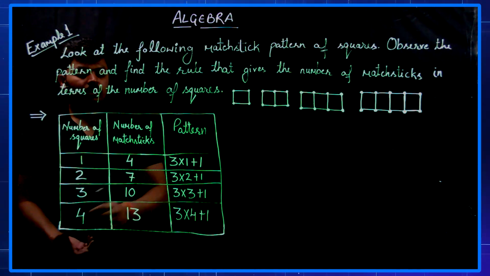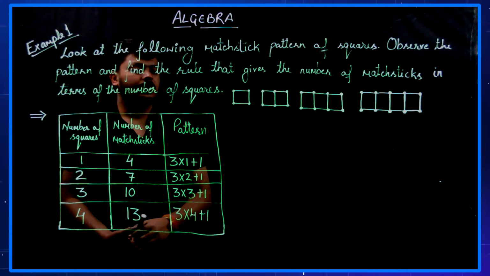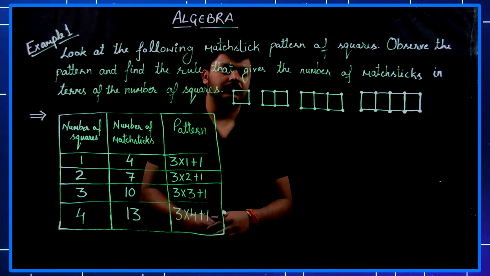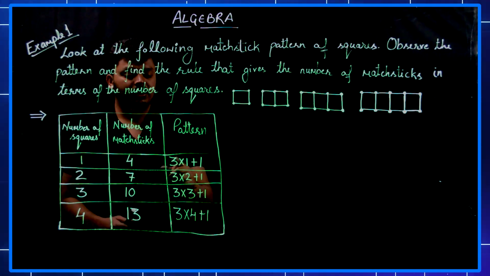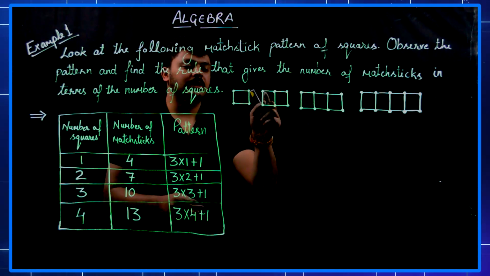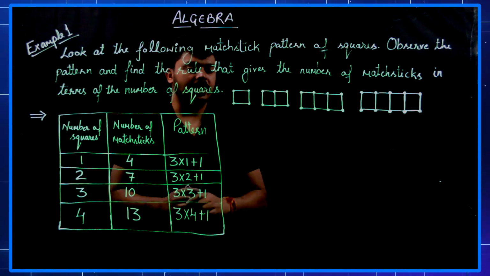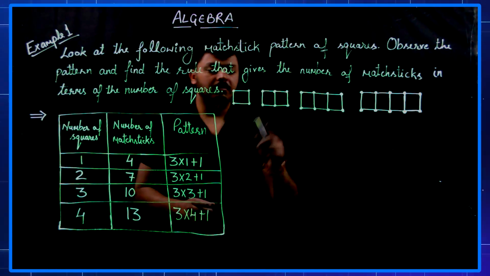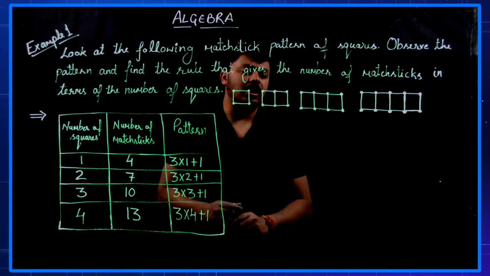Here, the neighboring 2 squares have a common matchstick. So therefore, we take 3 multiplied by 1 and add 1. That's why in the first figure also we have not taken 4 into 1, we have taken 3 into 1, as 1 matchstick becomes common when the other square is added. So here you can see there are 3 unique matchsticks for each square and 1 common matchstick of 2 squares. So therefore 3 multiplied by 2 plus 1, and here also there are 2 common matchsticks between 3 squares.